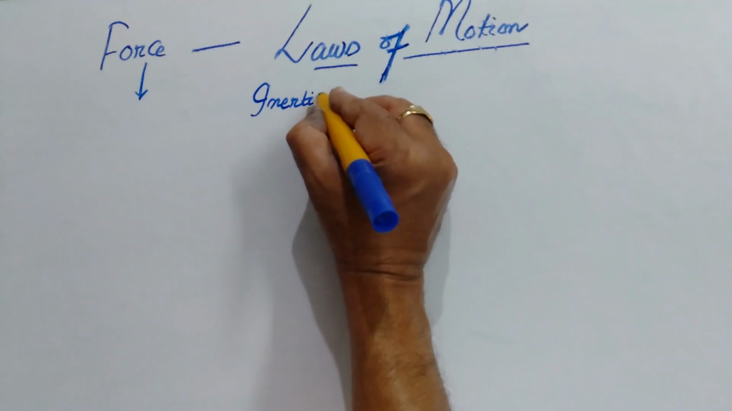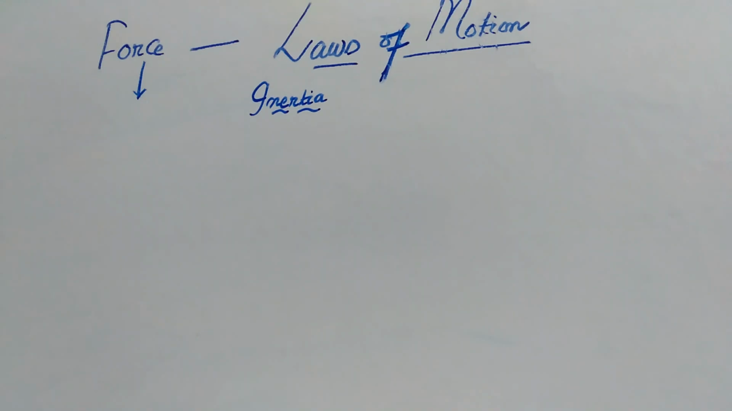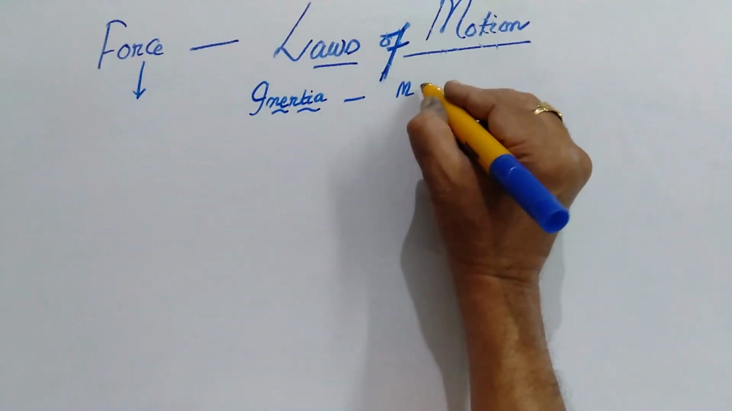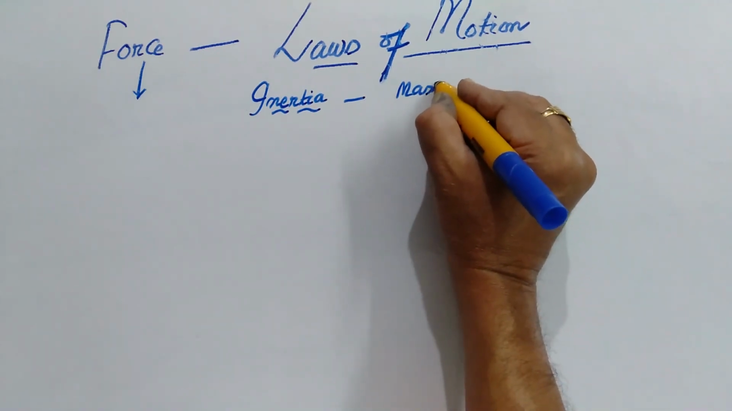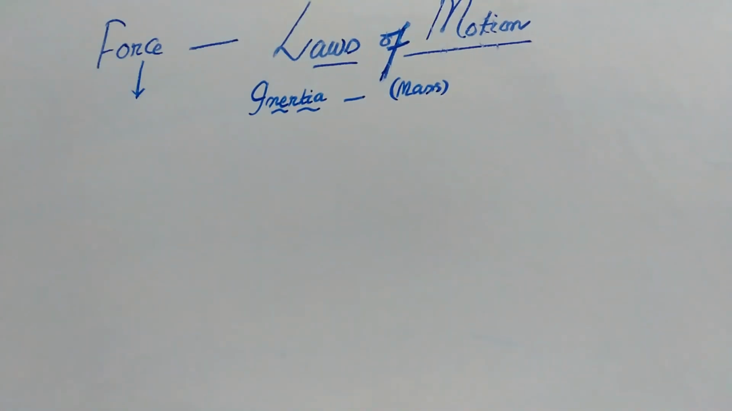Inertia is the property of an object which resists any change in its state of condition. If it is at rest, it wants to remain at rest, and if it is in motion, it wants to remain in motion. Now, this inertia is measured in terms of mass. The more the mass, the more the inertia. To understand inertia, let's do some activities.